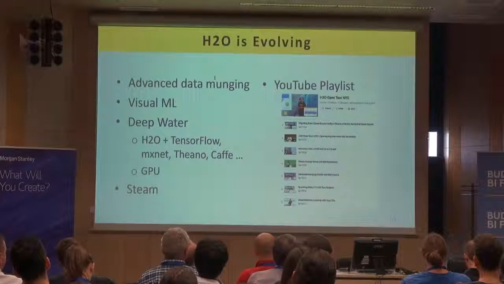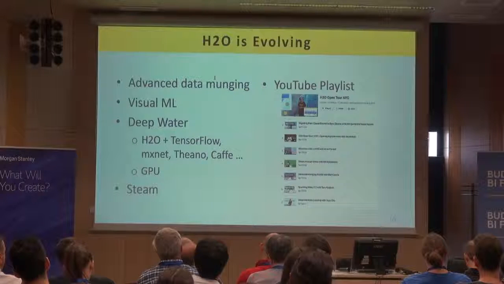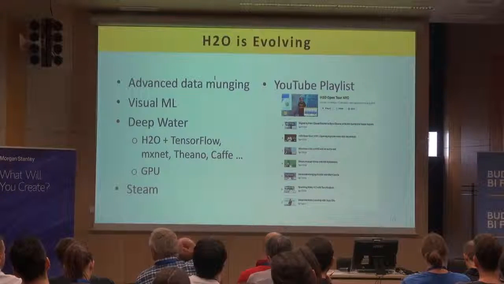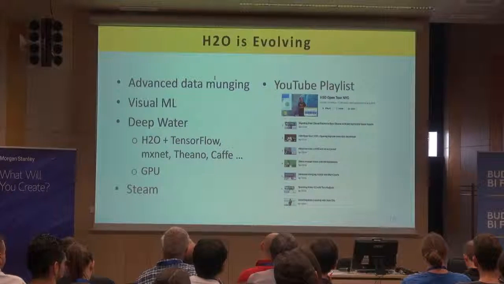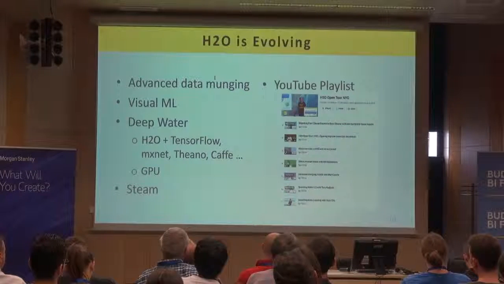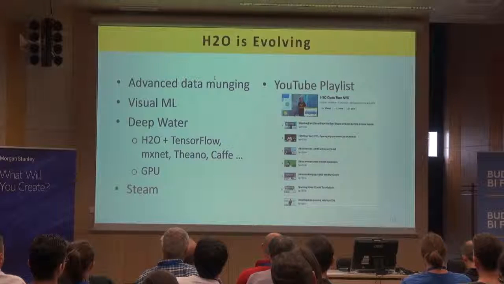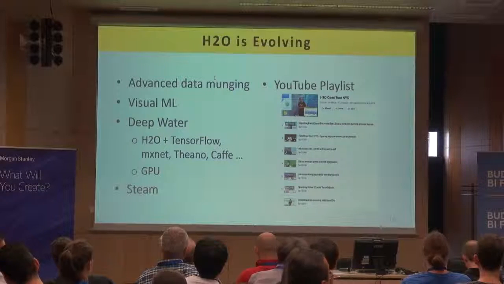So we have H2O data table, mainly working on more advanced data munging with H2O. We have a team of UX designers working on visual machine learning. So we have more pretty graphs to help users understand the results and to explain the results to the customer.